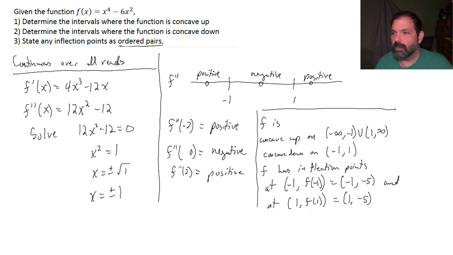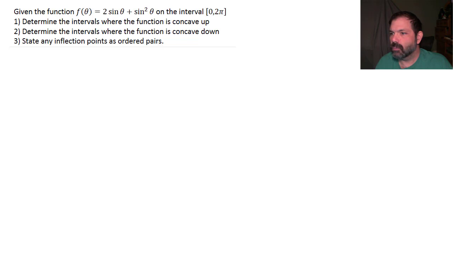Let's see another example. Given the function f of theta is 2 sine theta plus sine square theta on the interval 0 to 2 pi, let's do the same exercise. So this one's a little tougher. It does involve some trig functions, but this would be a good idea for you to pause and practice this one on your own. I hope you pause to try this one out on your own.